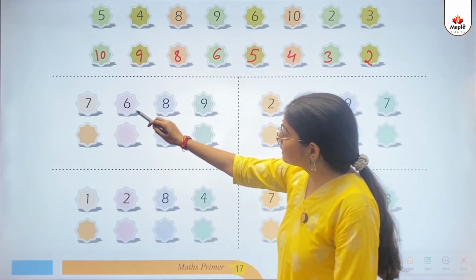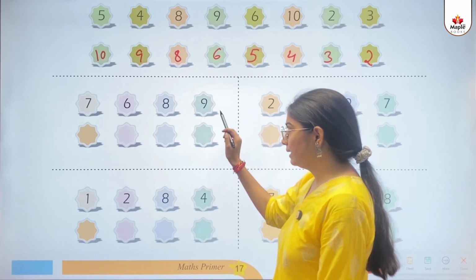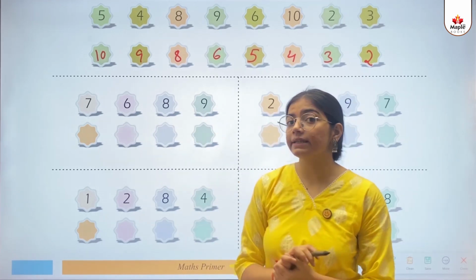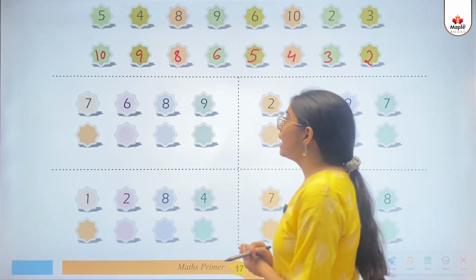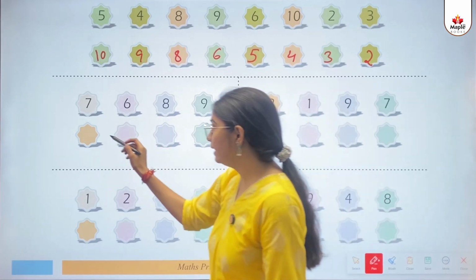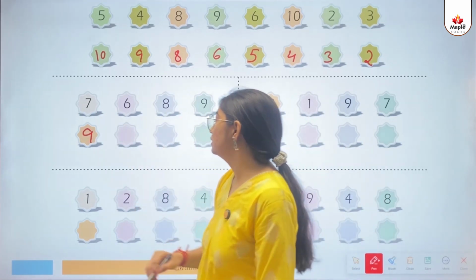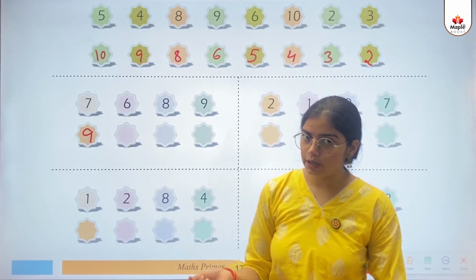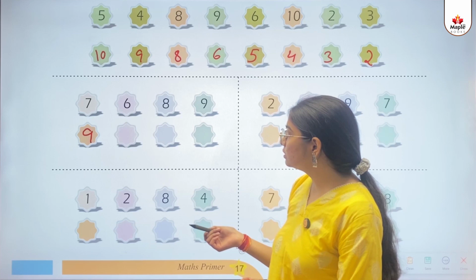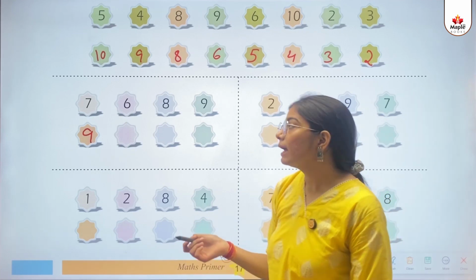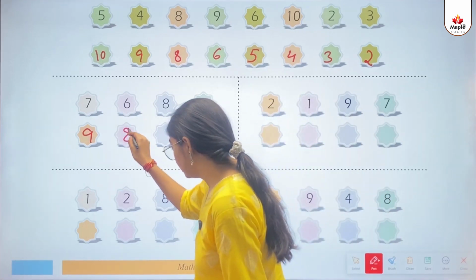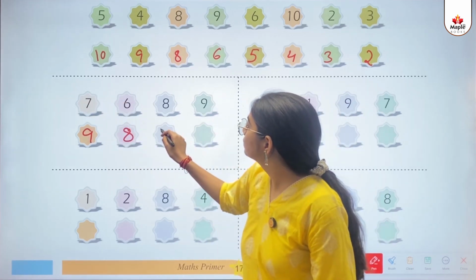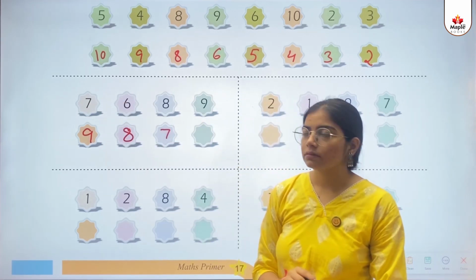7, 6, 8, 9. These numbers are written here. Which one is the greatest one? 9 is the greatest one. So, we will write here 9. Then we need to write the smaller one. So, which one is the smaller? Then 9, 8. Then 7. Then 6.